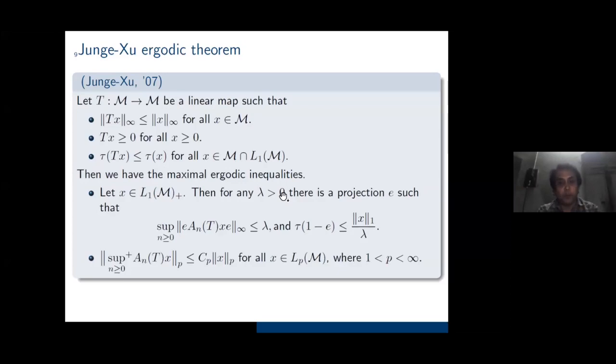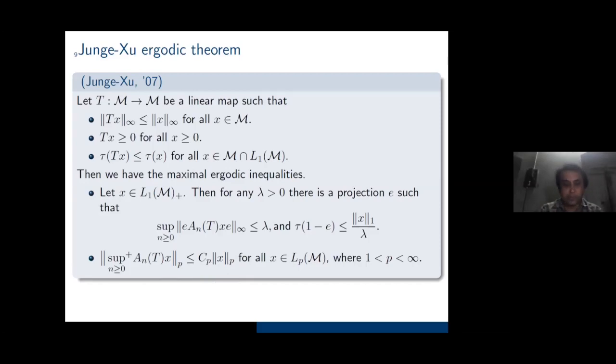Now for the strong p-p inequality, don't get confused by this notation, supremum over n greater than or equal to zero of A_n x. In the commutative setting, you have a meaning of this. If x is a function, then you can make sense of the supremum of a sequence of functions. But here you don't have a meaning, but we still write it this way. This whole norm has a meaning, using those factorizations. The left-hand quantity is nothing but the LP norm of the maximal function, and this is bounded by some constant C_p times the LP norm of x. So this is the strong type p-p inequality.